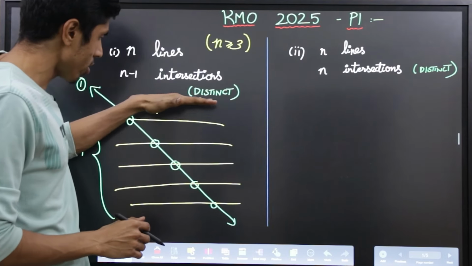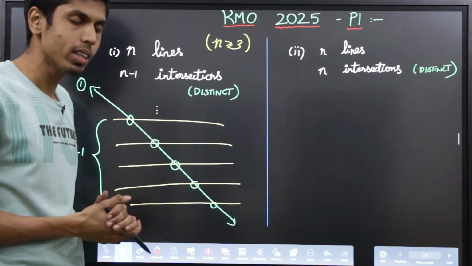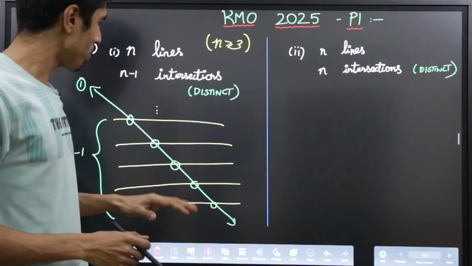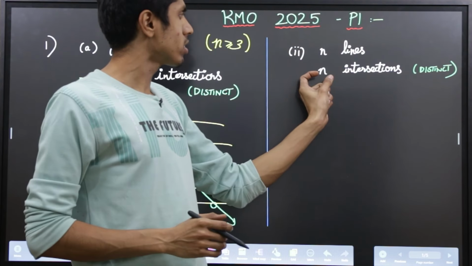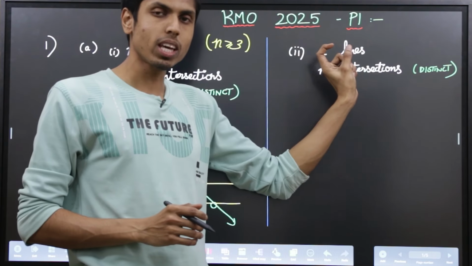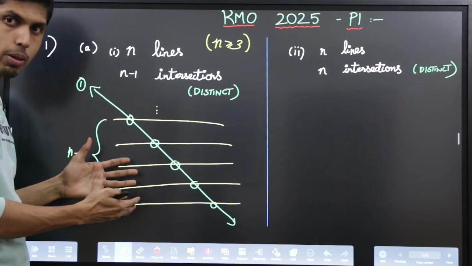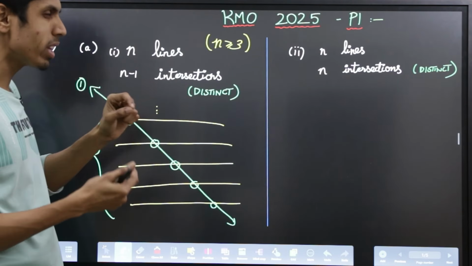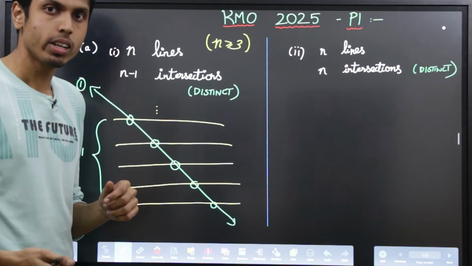Of course, they are not coincidental. They have some space in between them, making these intersections distinct. Probably this is an easier configuration to guess. But if you want n intersections for the same n lines, how are you going to deform this configuration to obtain that one extra intersection? Might as well take some time to think on it.